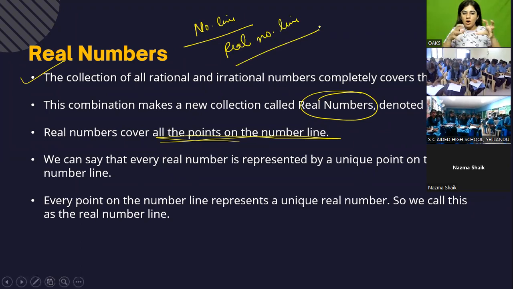So I think all these concepts, all these results regarding real numbers are understood. Can I move forward? What are you saying? Yes or no?